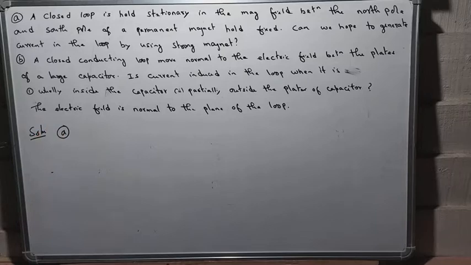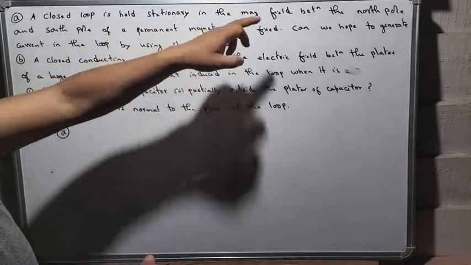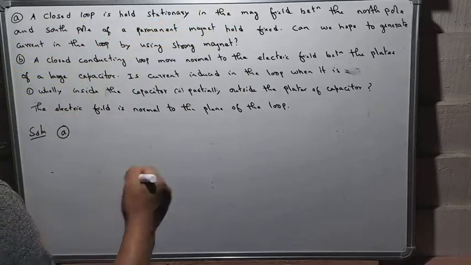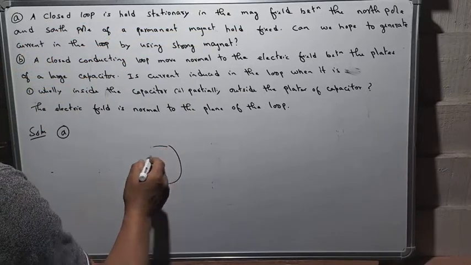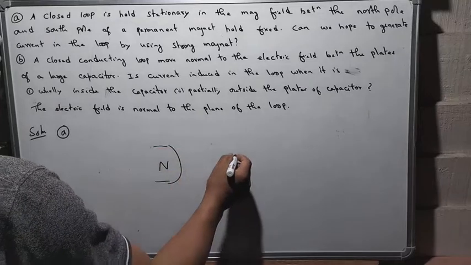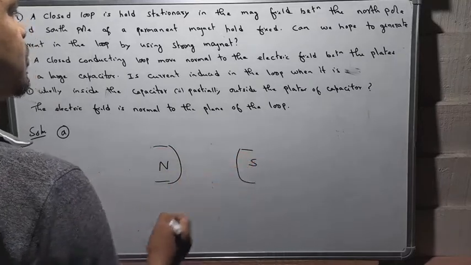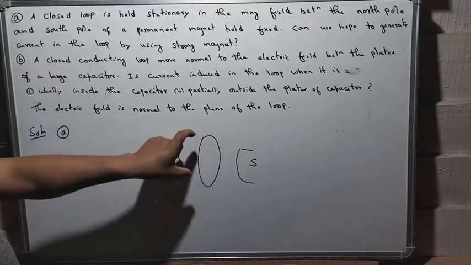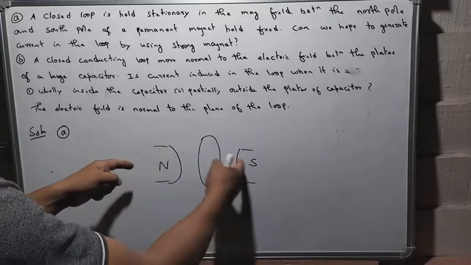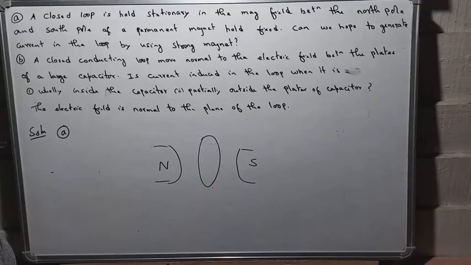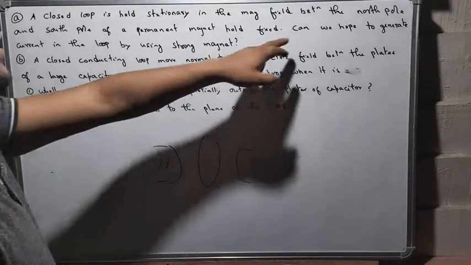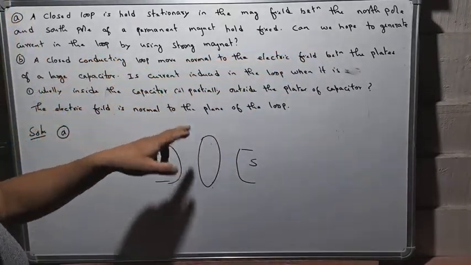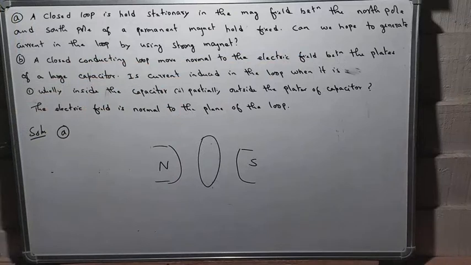So in this question number A, it is like this. A closed loop is held stationary in a magnetic field between north and south pole. Okay, so this is, let's say, the north pole and this is the south pole. And I have a closed loop like this, and this closed loop is held stationary in this magnetic field. So can we hope to generate current in the loop using a strong magnet? What will be your answer?